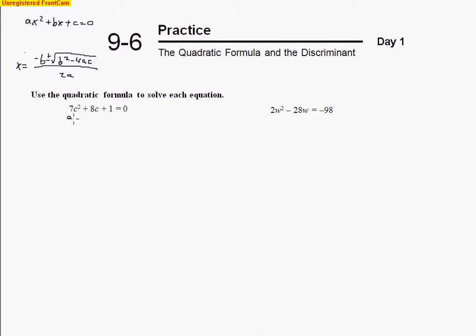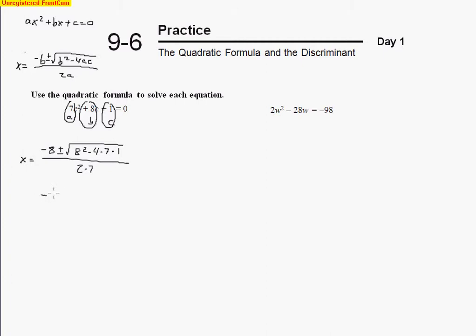So let's pull off the values that we have. We have a is 7, b is positive 8, and c is positive 1. So we plug those numbers into our formula. It looks like this: negative 8 plus or minus the square root of 8 squared minus 4 times a, which is 7, times c, which is 1, and it's all over 2 times 7.